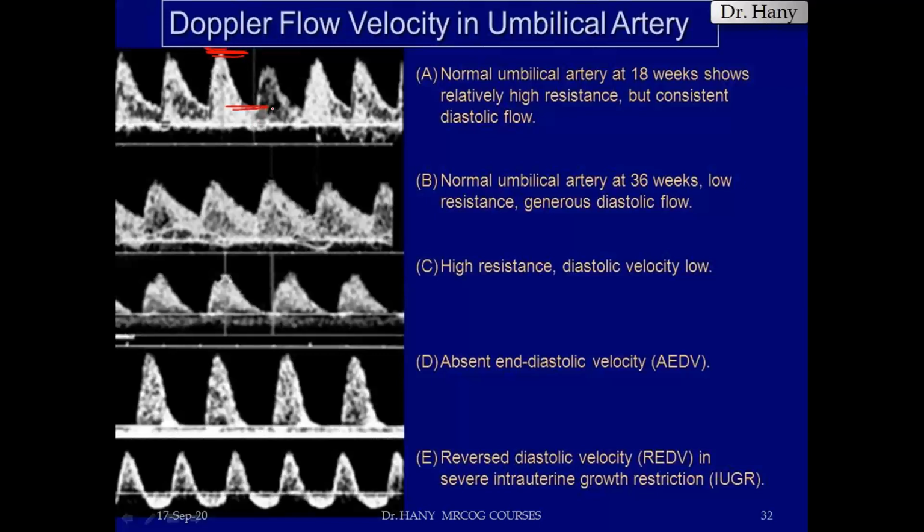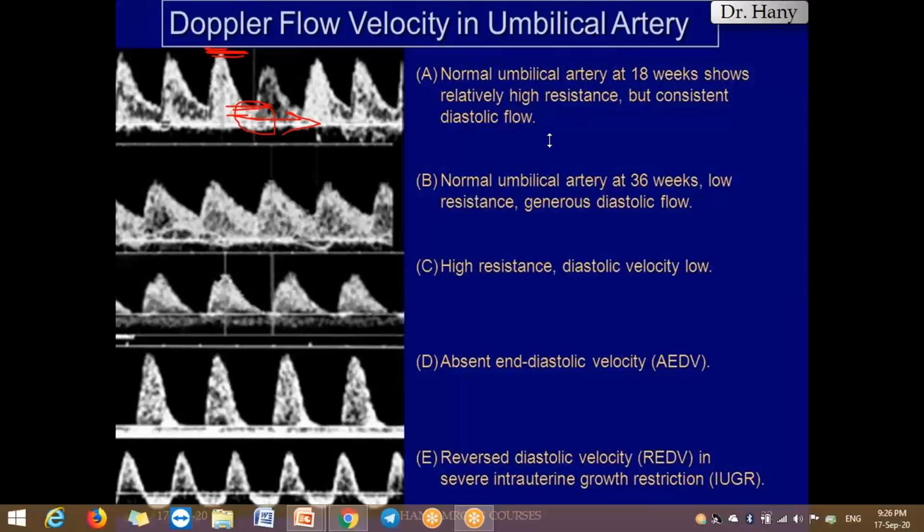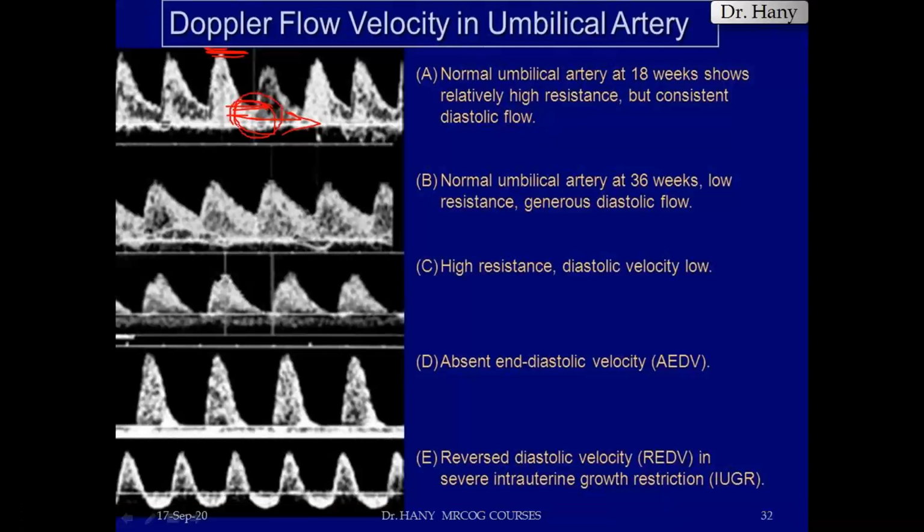In the baby umbilical artery, there should be flow at the end of diastole. Why? To give the baby nutrients and oxygen. So the end diastolic pressure is there. Normal, reduced, absent, reversed. This is what you mean by a normal umbilical artery Doppler: reduced, absent, and reversed diastolic velocity.